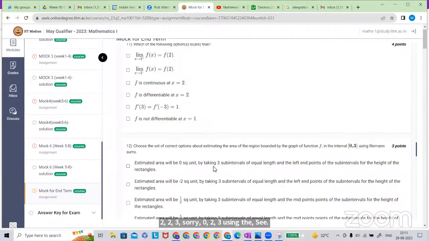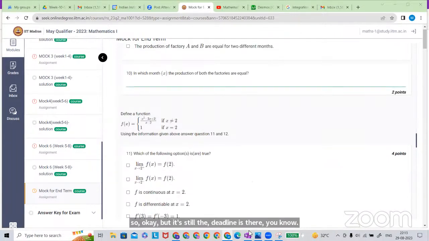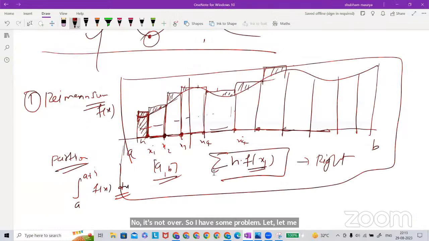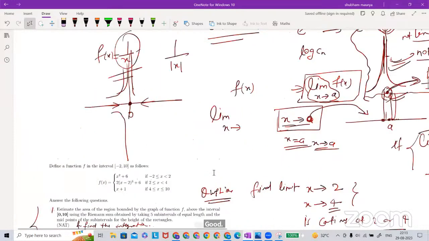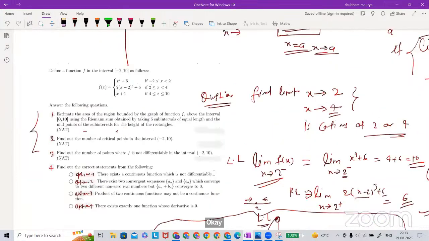Okay, but still the mock deadline is there, no? The mock is not over. So I have some problem. Let me discuss that Riemann. Okay, this one I have. Let me finish this one. And also see, I did not finish this problem. It is finding the critical points there.